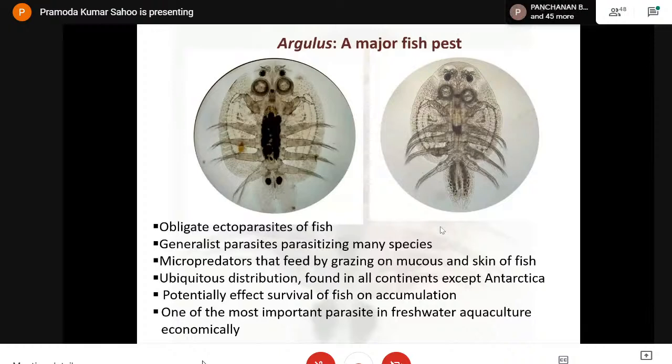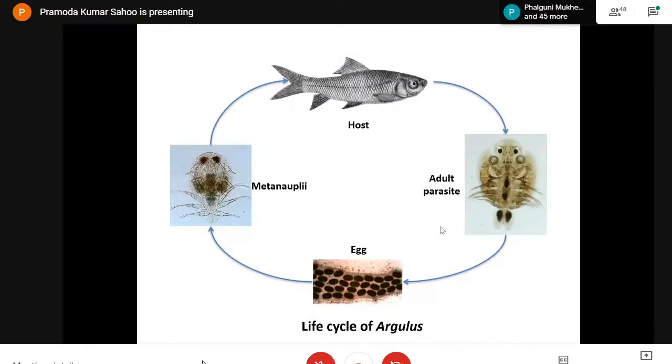And they are ubiquitous in distribution. They are found throughout the world except Antarctica, where it has not been reported. Otherwise, this particular parasite has been reported throughout the world. And this is one of the most important parasites in the freshwater aquaculture system. If you want to control this particular parasite, you must have some basic knowledge of its biology.